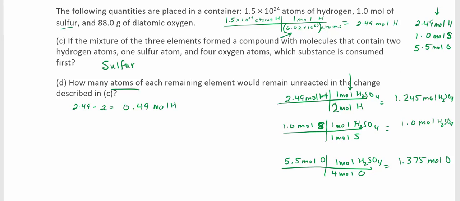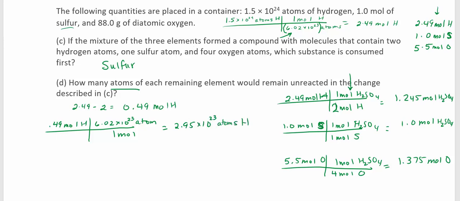It asks how many atoms. So I will convert those moles of hydrogen into atoms of hydrogen using Avogadro's number. And I get 2.95 times 10 to the 23rd atoms of H. And sulfur is used completely.